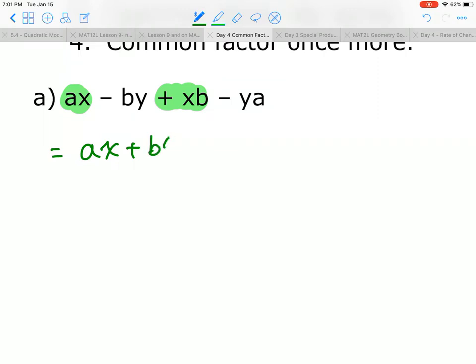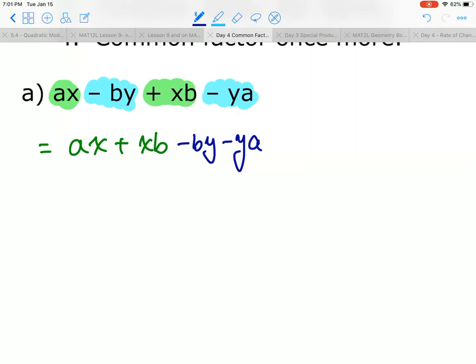Now I will put bx instead of x. Well, it doesn't really matter. I'll put xb. Okay, and then the negative by and the negative ay have something in common as well. So then it becomes negative by minus ya. Now some of you may ask me, but that's not what I see, I see something else. So I'll show you the other one that you're probably seeing.